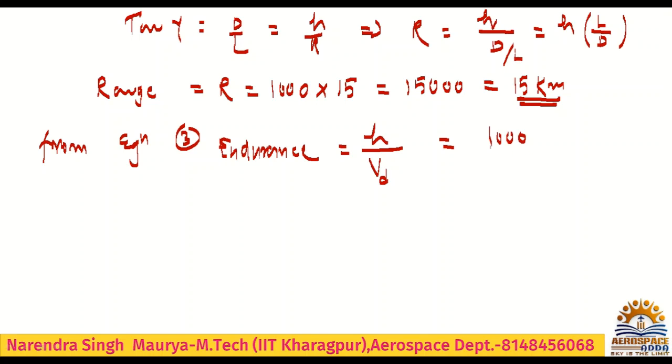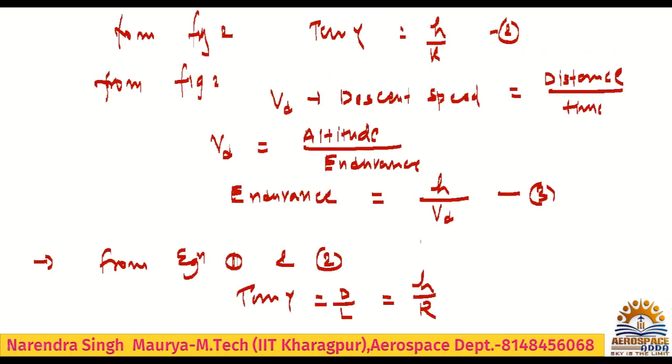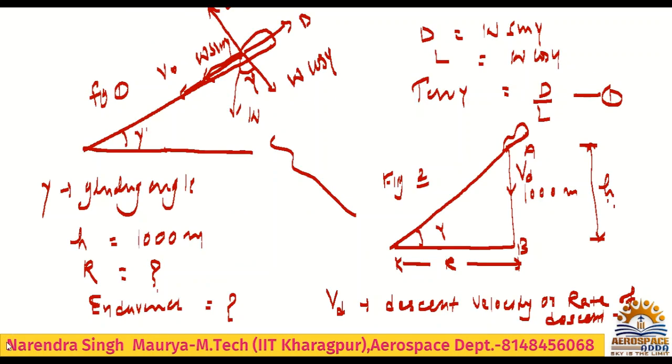Okay. What is the vd? That we have to calculate. So how will we get that? We'll see the triangle. Where is that triangle? Here. If this is the gliding condition, descent case, and here velocity is given, take this velocity as given.